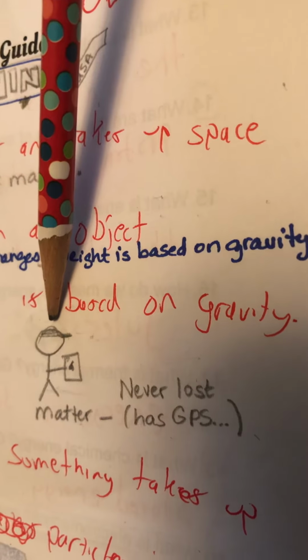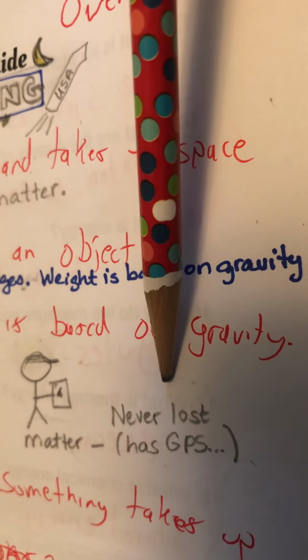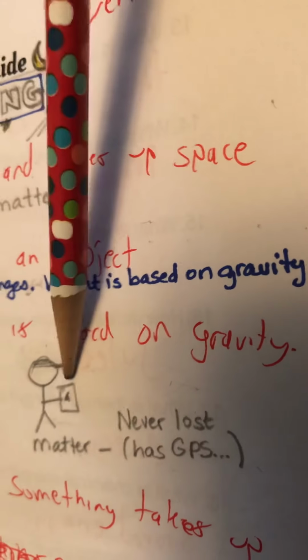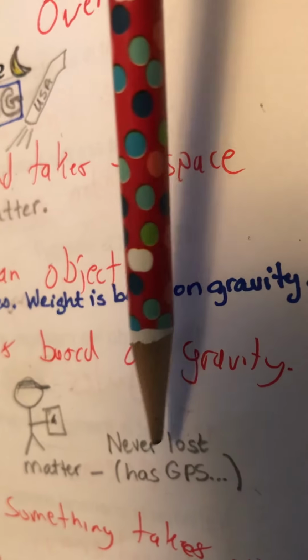Can matter ever be lost? Well, to answer that question, we have our little friend here. This is Matt, or his official name is Matter. And no, he never gets lost because he has his GPS on his cell phone. So matter never gets lost.